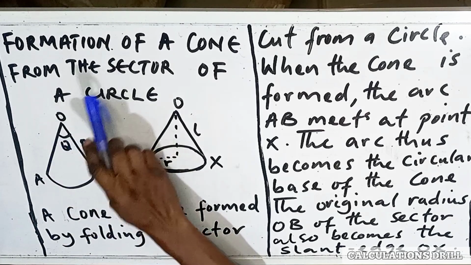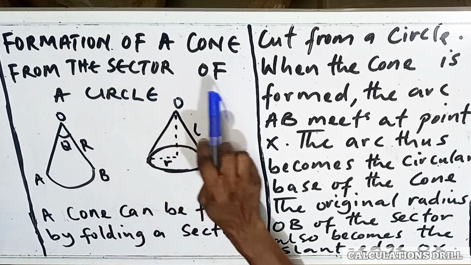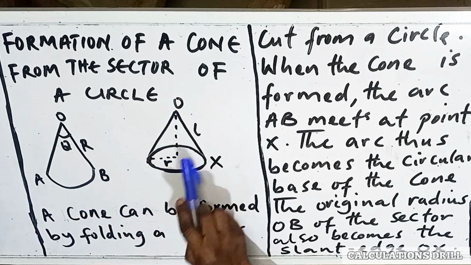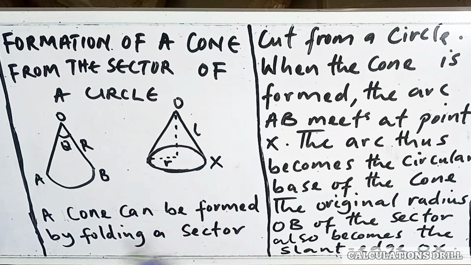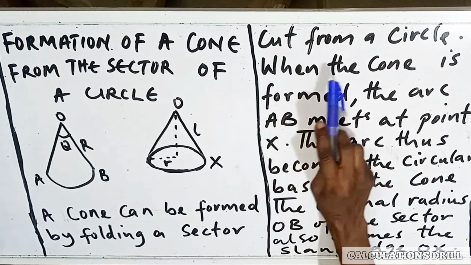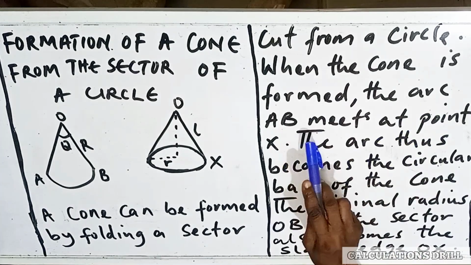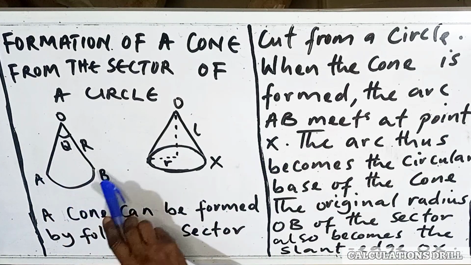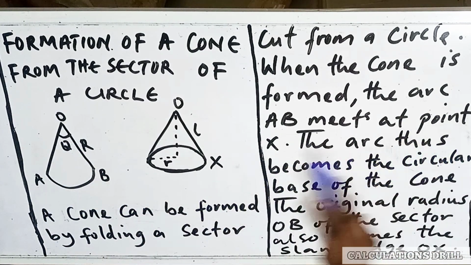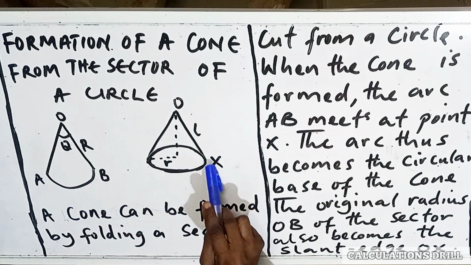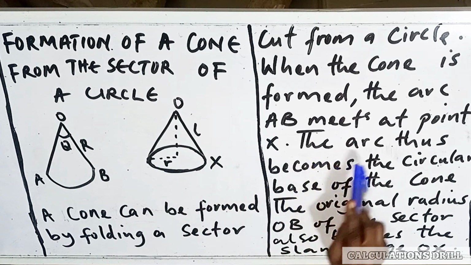Formation of a cone from a sector of a circle. You can see from the diagram below, we have the sector and we have the diagram of a cone. A cone can be formed by folding a sector cut from a circle. When the cone is formed, the arc AB, you can see, meets at point X. The arc thus becomes the circular base of the cone.